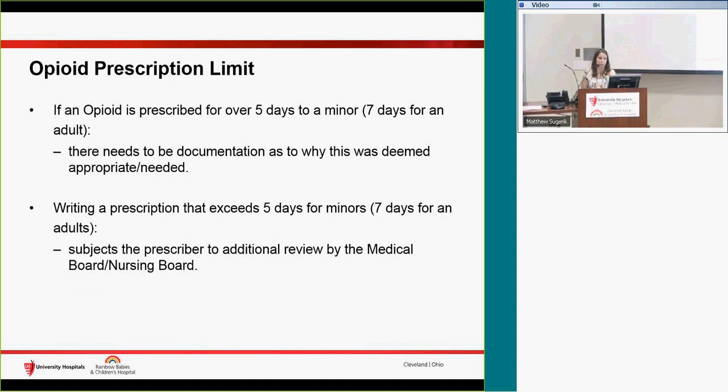So specifically, all prescription limits: you can prescribe for minors for 5 days and 7 days for adults. That doesn't mean you can't, as a provider, decide that 5 days or 7 days isn't enough. The example I will use is when I care for kids who have spinal fusions or pectus repairs, so big surgeries, and they're painful. I prescribe them for 7 days when they go home, and I have to do that. But what you have to do is document in your notes that you are writing for more than the 5 days or 7 days, and why you believe that it's appropriate. I find that if you do write for more than those recommended time periods, the medical board or nursing board can also come and review what you're doing. So just keep that in mind too.